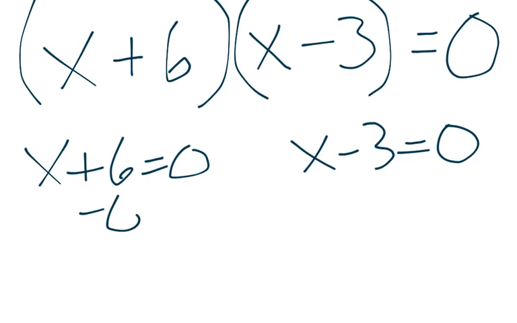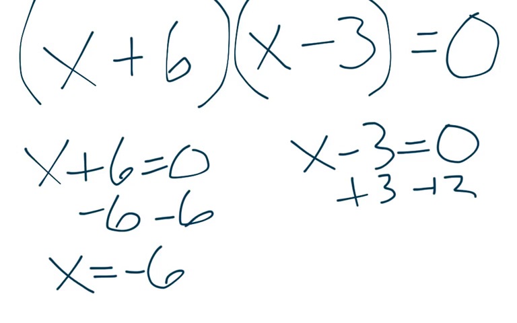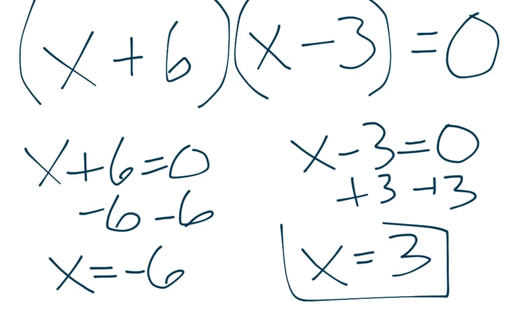So we're going to subtract 6 from both sides over here, so x equals negative 6, and then we're going to add 3 to both sides, and we get x equals 3. So these are our answers.